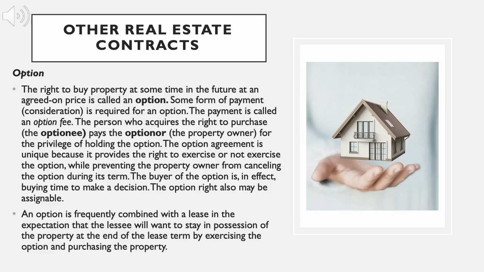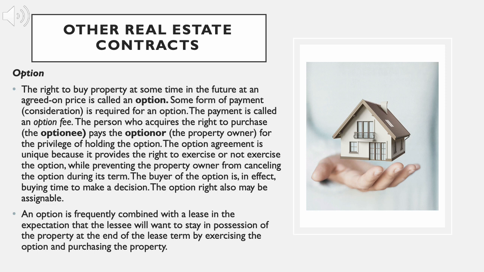Other real estate contracts. Option. The right to buy property at some time in the future at an agreed-on price is called an option. Some form of consideration is required for an option. The payment is called an option fee. The person who acquires the right to purchase, the optionee, pays the optioner, the property owner, for the privilege of holding the option. The option agreement is unique because it provides the right to exercise or not exercise the option, while preventing the property owner from canceling the option during its term.